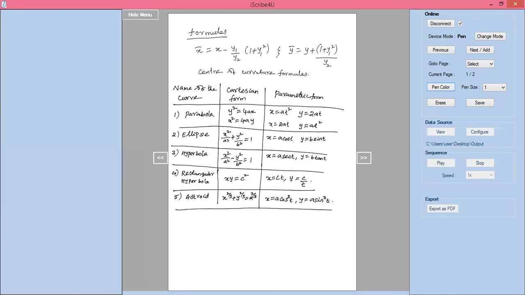First problem: find the evolute of the parabola y square equal to 4ax. There is the question. For this, we will write the solution.